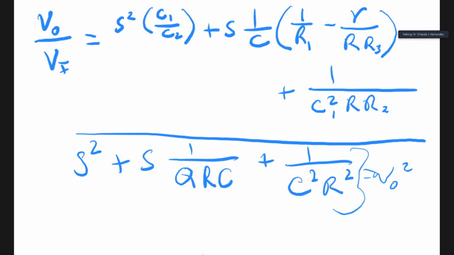Any questions? Is VL considered to be the low pass, or is this the high pass? High pass. Okay. Any other questions?